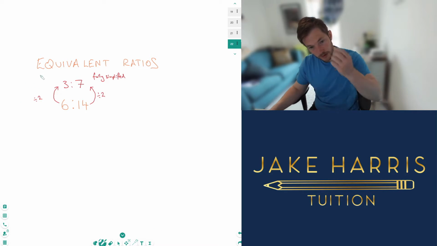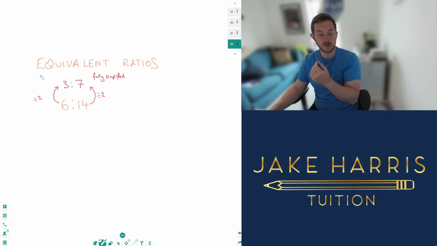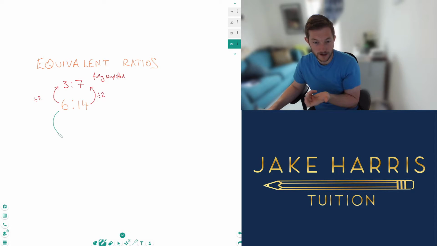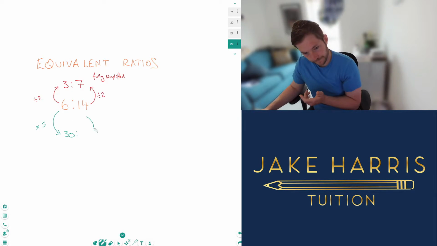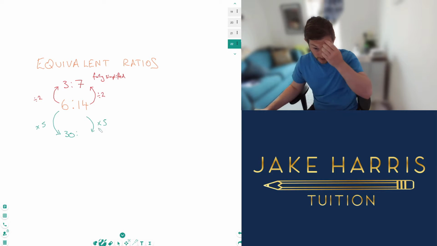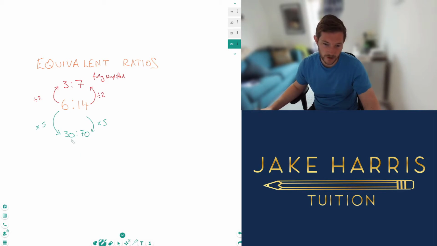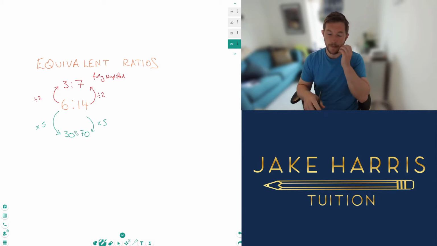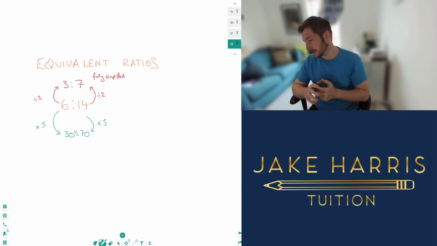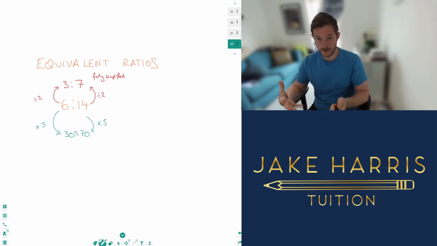But I will also want to point out that we can change the ratio in another way by multiplying both parts. So let's say we want to multiply by 5. 6 times 5 is 30. 14 times 5 is 70. And then we have a new ratio, 30 to 70. And these three ratios are all equivalent to each other, and they all mean the same thing in the sense that equivalent fractions all mean the same thing.